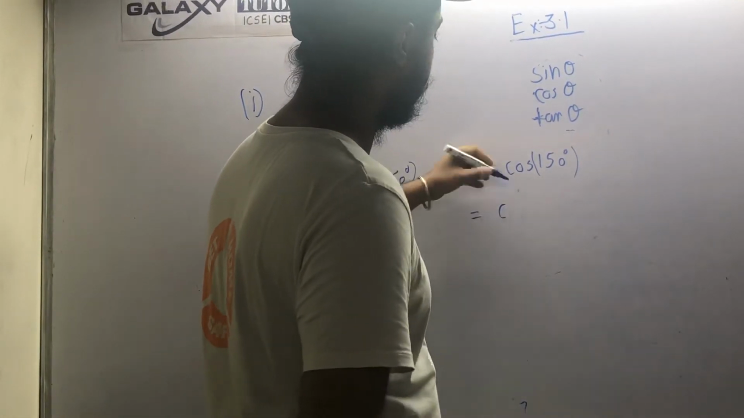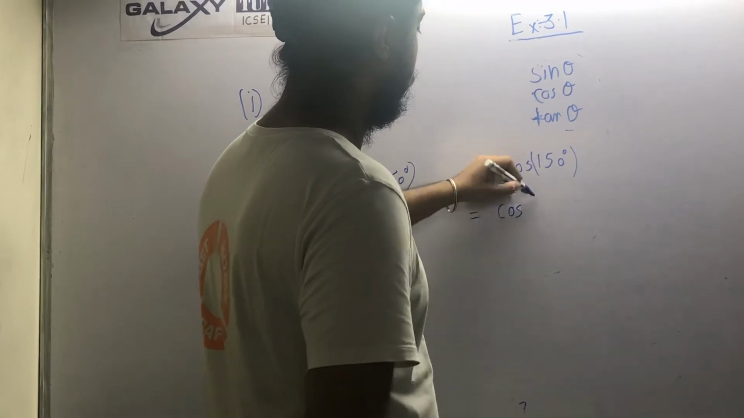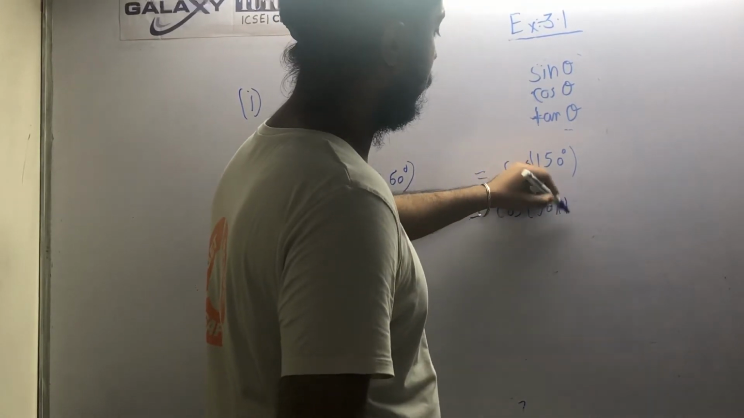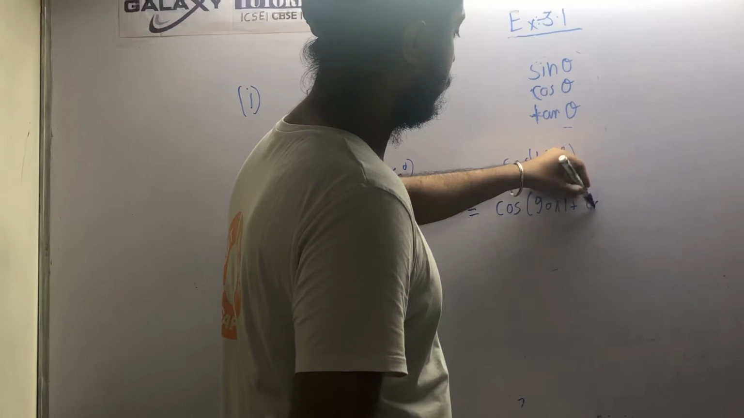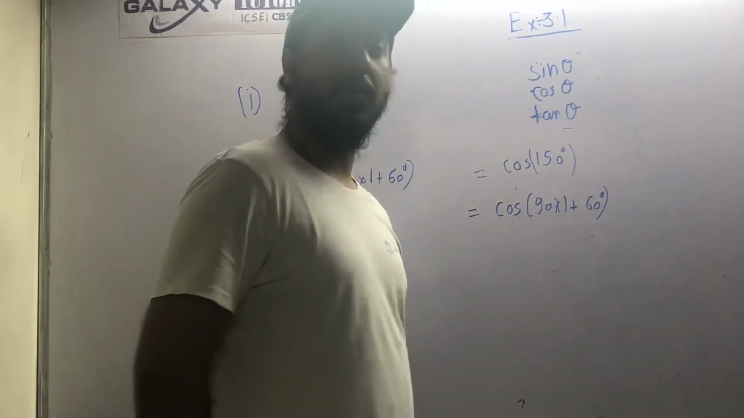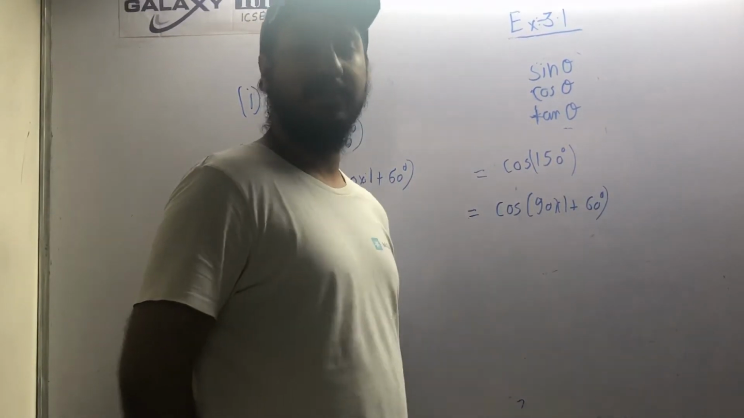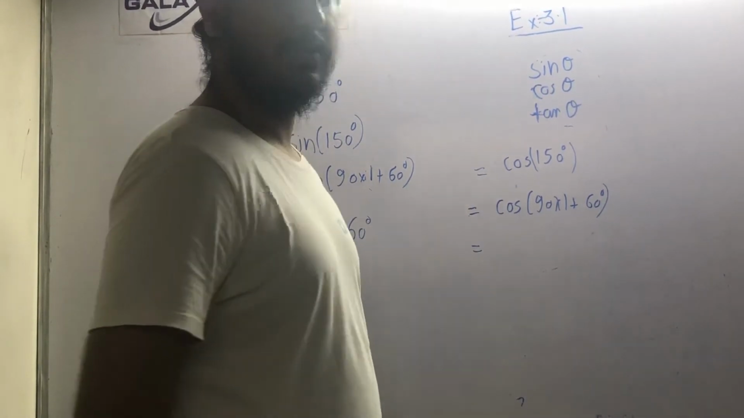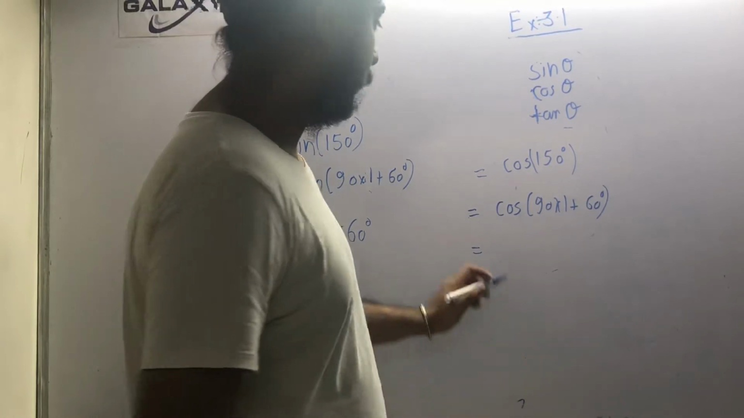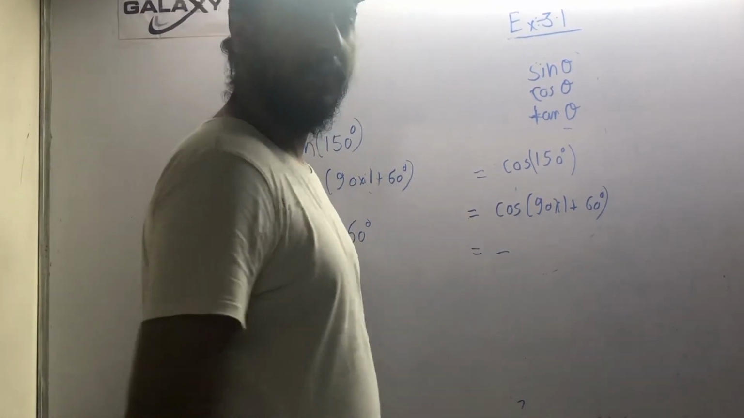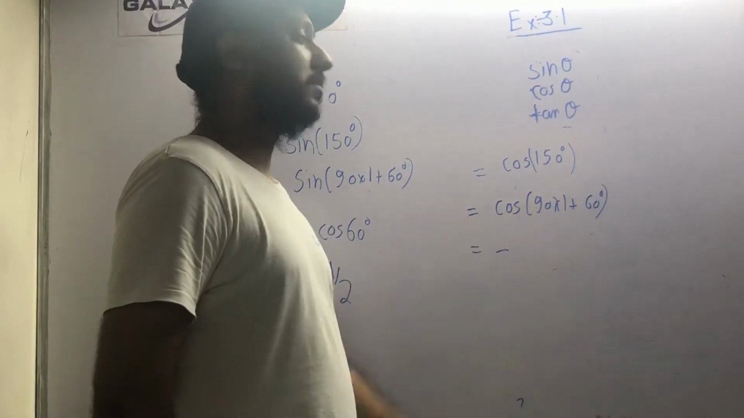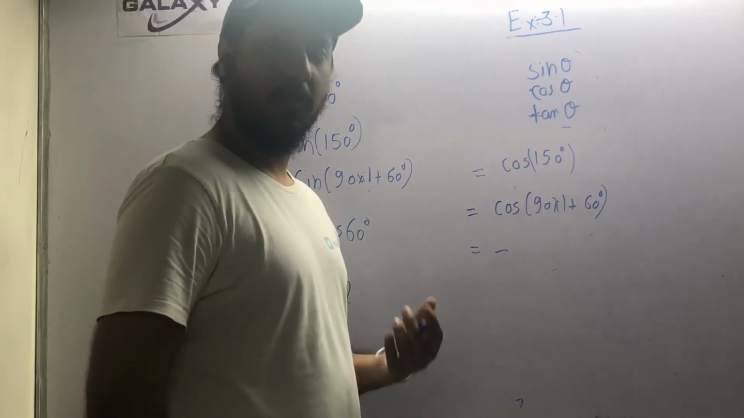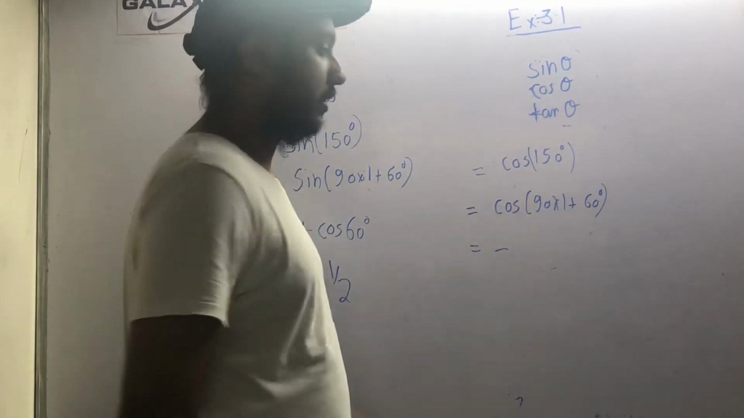You can write this as cos of 90 into 1 plus 60 degrees. Which quadrant is this angle lying in? Second quadrant, I already showed you. So in the second quadrant, is cos negative or positive? Cos is negative, so we will write the sign negative here. Now the multiple here is 1. Is 1 even or odd? 1 is odd, so cos will convert into sine.